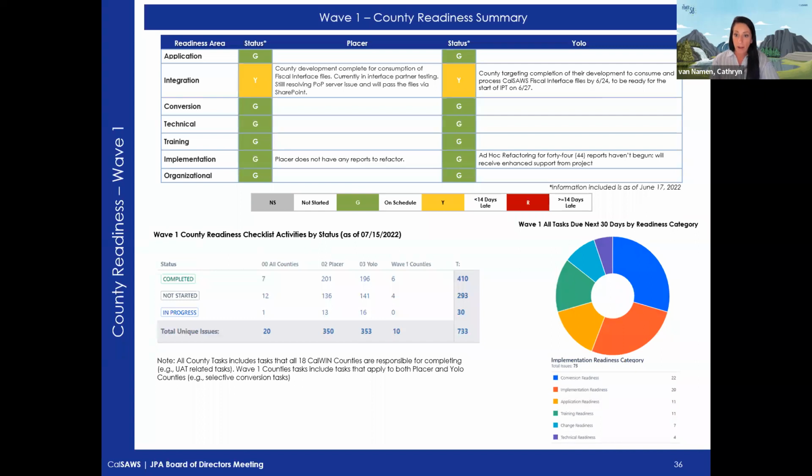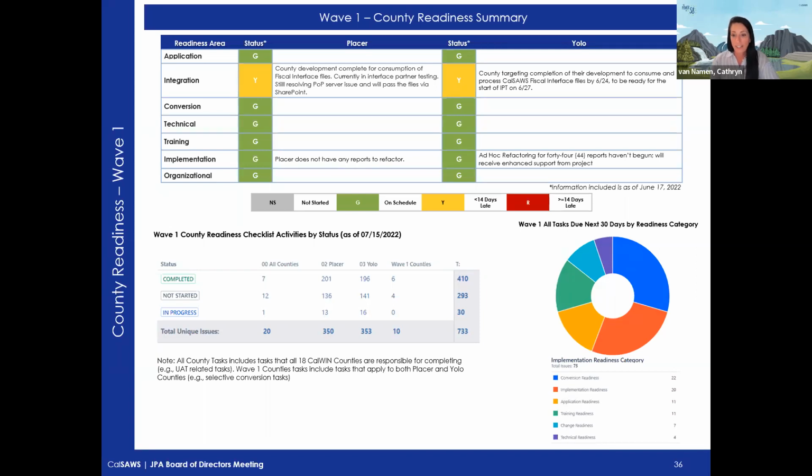The graphics on the bottom, very quickly again, as of July 15, provide the visualization of where we are to date in the total number of activities that align to the county readiness checklist. As you can see, there has been a lot of momentum and progress towards completing all of the readiness activities for the migration for both YOLO and Placer. The last graphic on the bottom right indicates the number of activities that are due within the next 30 days, aligning to each one of those readiness areas.